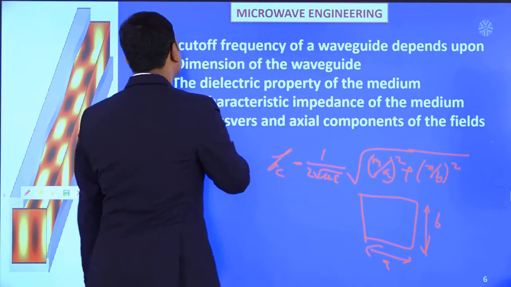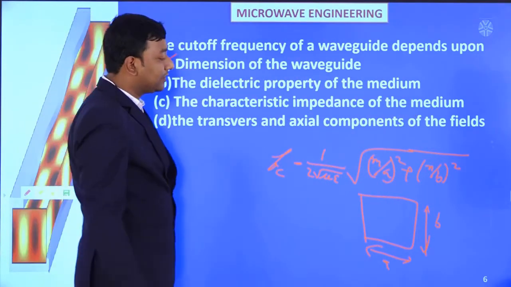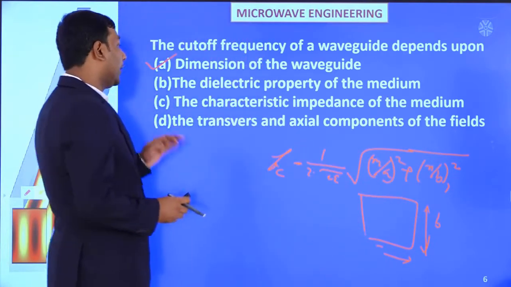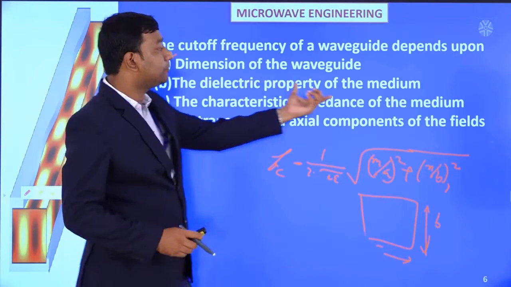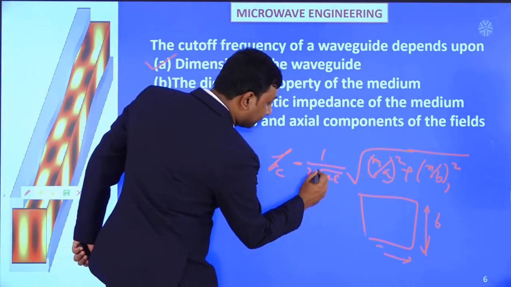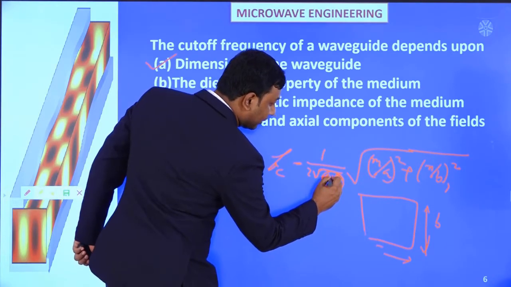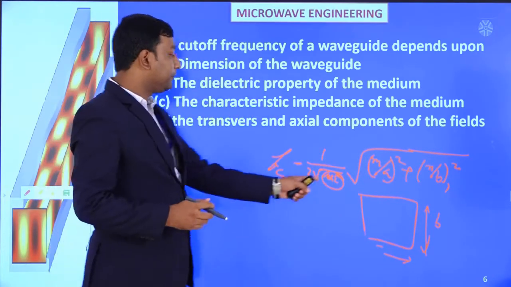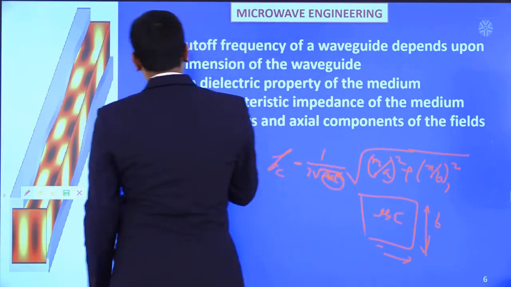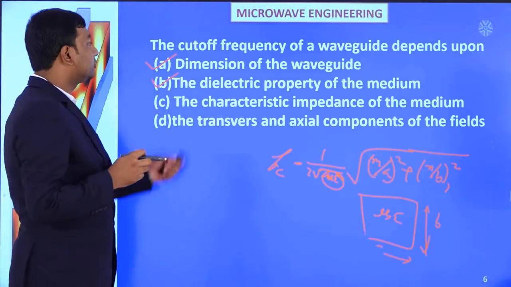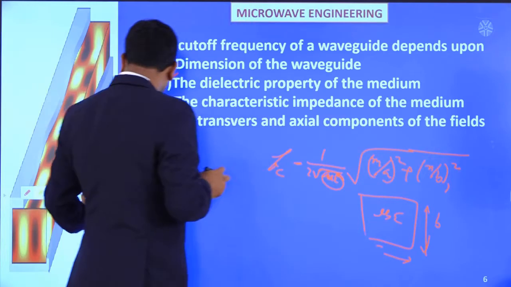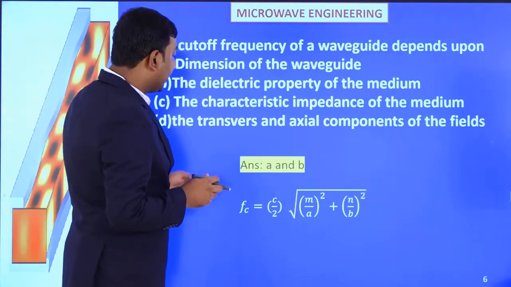So our first point is, it depends on the dimension of the waveguide, because a and b are the dimensional lengths of the waveguide. Now coming to the next point, the dielectric property of the medium. Yes, obviously it depends on the dielectric property of the medium, because root over mu and epsilon appear in the cutoff frequency, and mu and epsilon depend on the dielectric of the medium. So in this case the answer is both A and B, the dimension of the waveguide as well as the dielectric property of the medium.